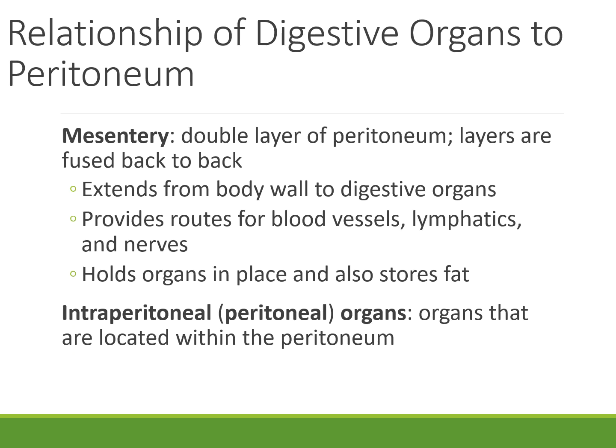The mesentery is a double layer peritoneum. The layers are fused back to back, and this extends from the body wall to the digestive organs. This is where we're going to find the blood vessels and the lymphatics and the nerves. It also helps to hold the organs in place. So, for instance, we see this really important around the intestines. It keeps the intestines from flipping and twisting, and it also stores fat. The intraperitoneal or peritoneal organs are the organs that are located in this peritoneal area.